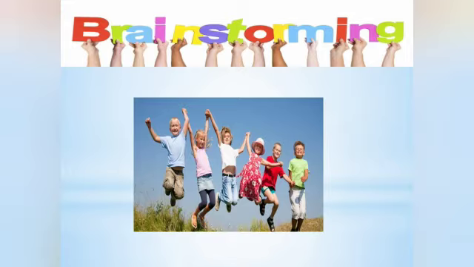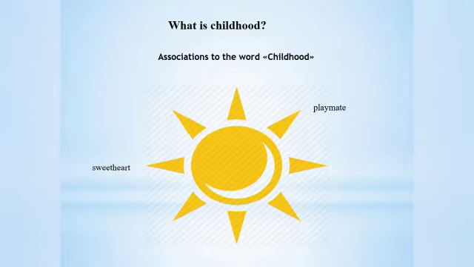And now, students, brainstorming moment of the lesson. What do you see in the picture? Okay, you are right. It's a happy childhood. And what is childhood? Do association work to the word childhood. Write down the words on every ray of the sun. For example, sweetheart, playmate. Good luck to you, students.